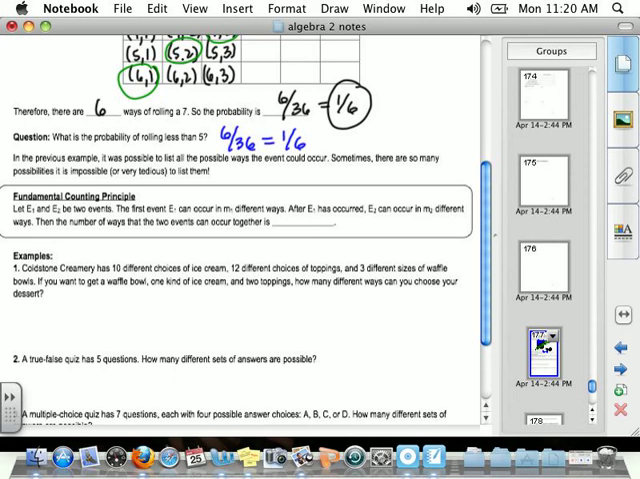So if you have two events, E1 and E2, and the number of ways the first can occur is M1, and the second is M2. So think of numbers. If the number of ways that the first can occur is 9, and the number of ways that the second can occur is 10, you just do 9 times 10, there'd be 90 different outcomes.